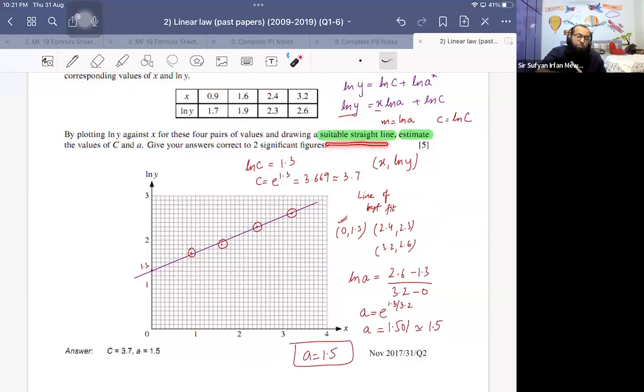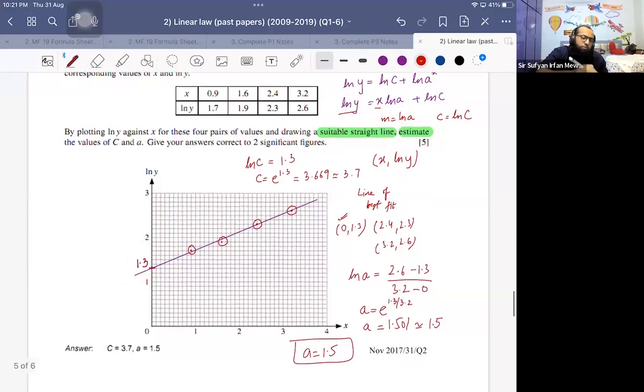So first, we have drawn a line of best fit, which is a suitable straight line. And then when we are estimating, the answers will slightly vary. So if I've drawn a line and then extended it, I've got the ln y intercept being 1.3. And from here, the intercept is ln c. So I can directly write ln c equals 1.3. So ln c is going to be 1.3.